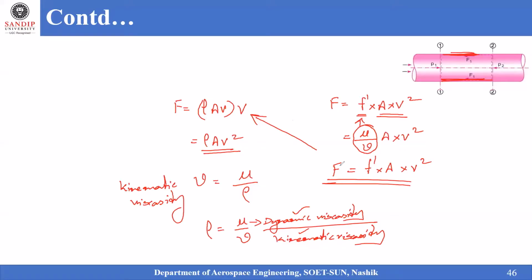We have obtained an expression for the frictional resistance force now. We can take help from the momentum equation, or directly we can write it as F dash is equal to F1 is equal to F dash into A into v square. So this way also we can write it.